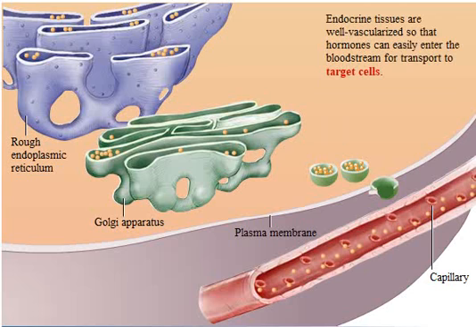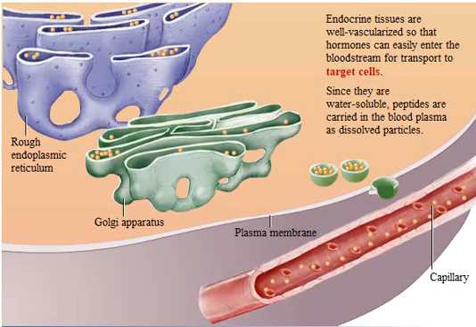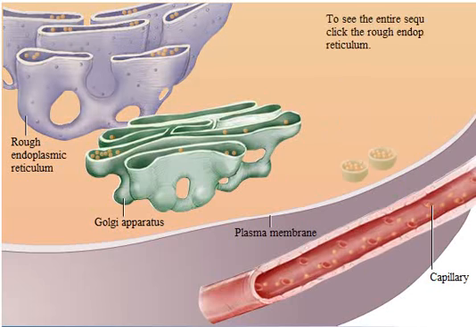Endocrine tissues are well vascularized so that hormones can easily enter the bloodstream for transport to target cells. Since they are water-soluble, peptides are carried in the blood plasma as dissolved particles. To see the entire sequence, click the rough endoplasmic reticulum.